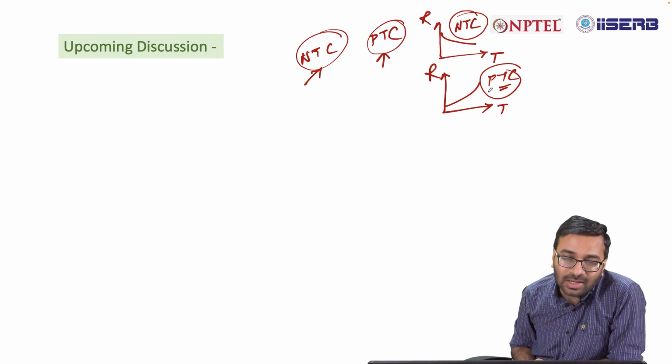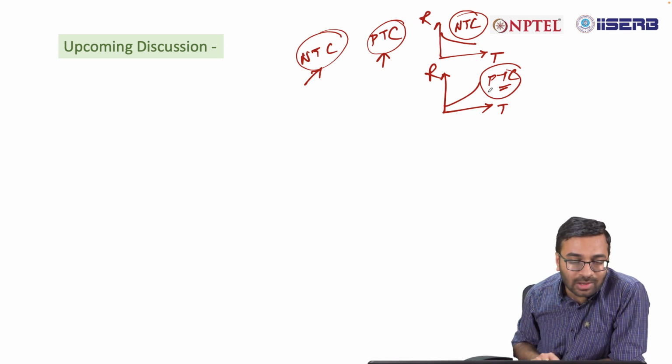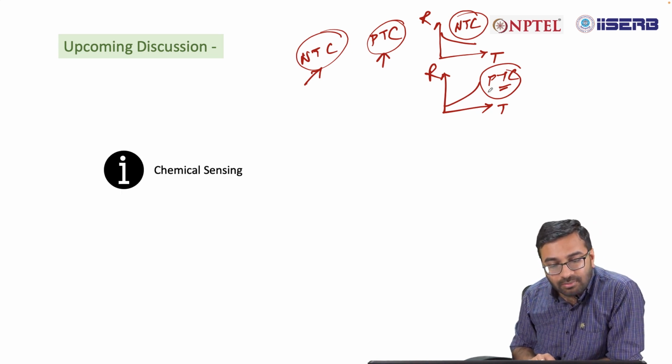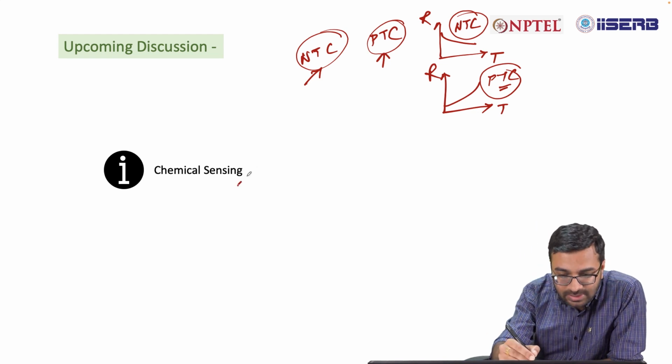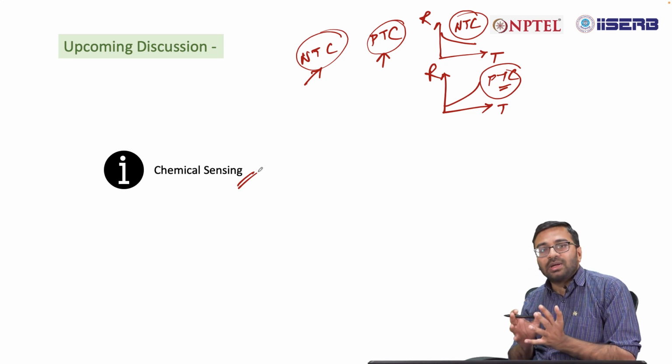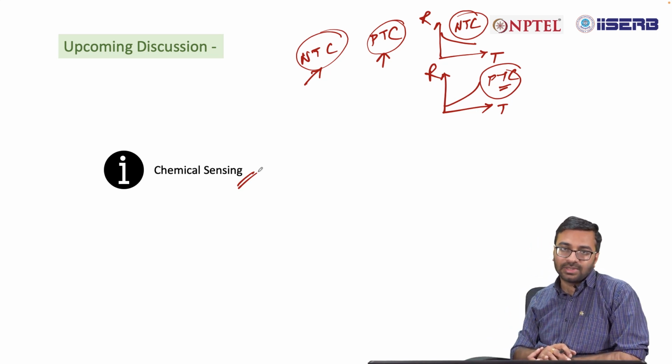It's not very difficult again, but I want you to think, and in the upcoming discussion we will start different aspects of chemical sensing, and we will try to figure out what the different conditions associated with chemical sensing are.